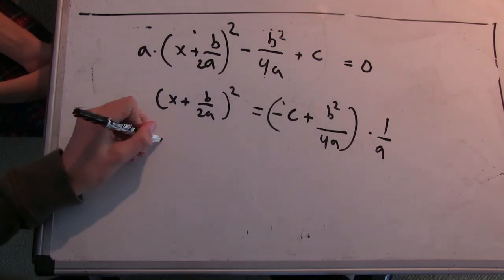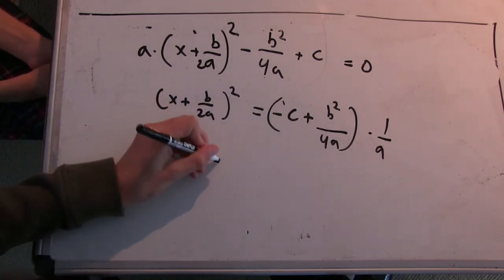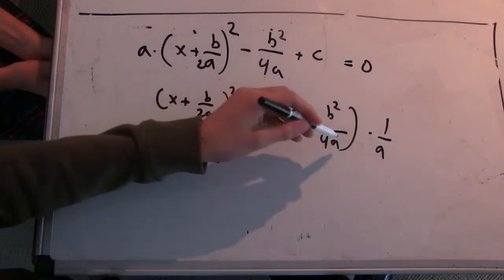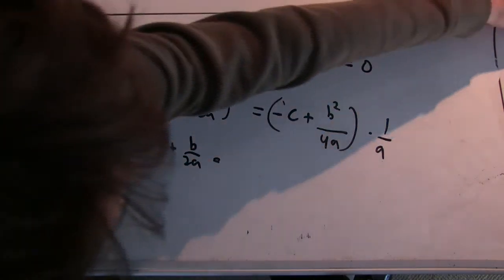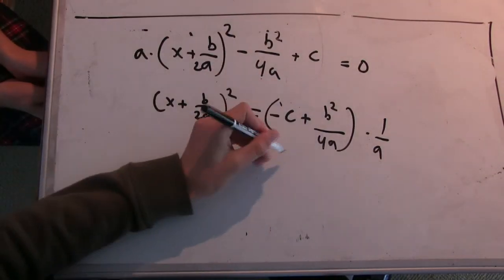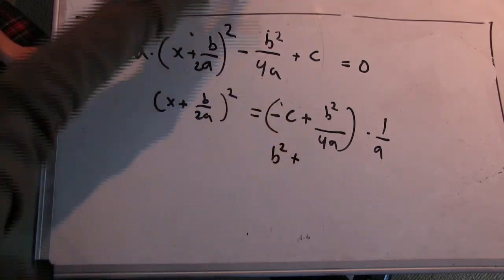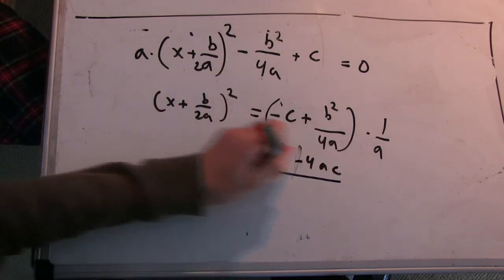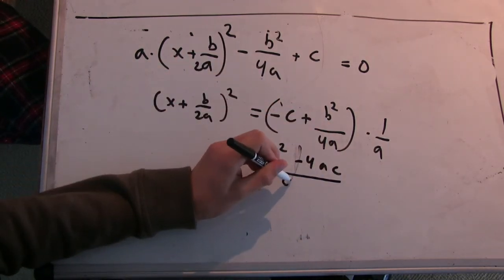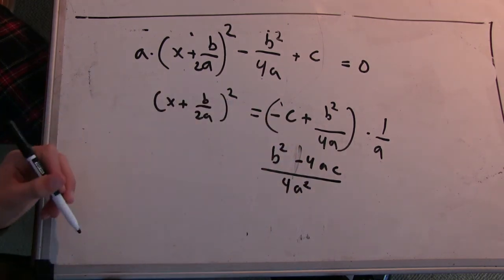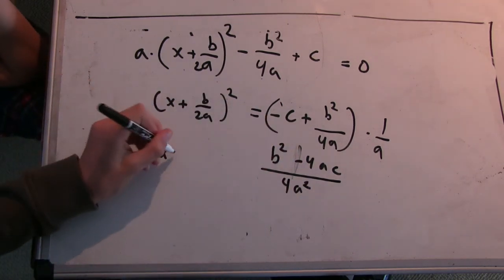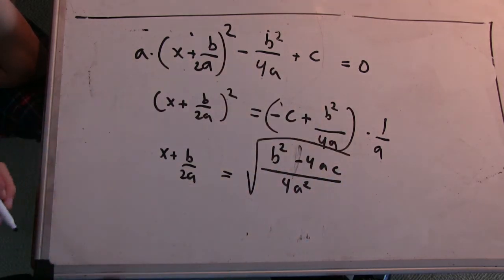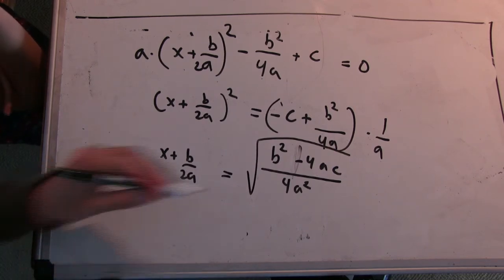Then we square root. So x plus b over 2a equals... before we square root, I'm going to move this around and we're going to say b squared minus 4ac, all over 4a squared. Okay. So then when we square root, we get x plus b over 2a on this side equals the square root of b squared minus 4ac over 4a squared.